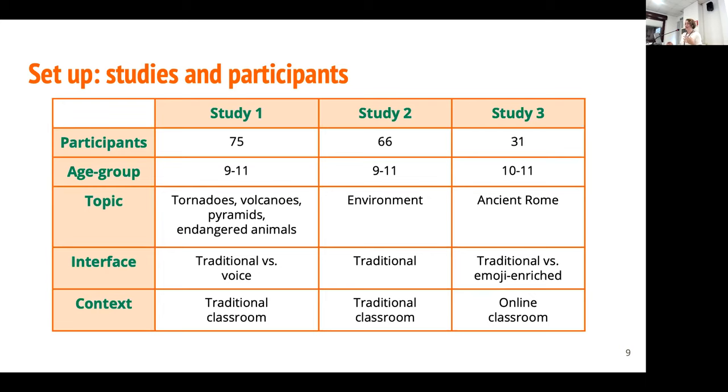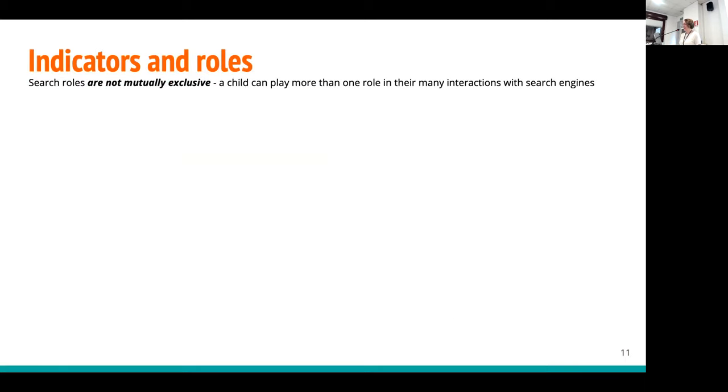So the first challenge for us was to get from all these studies the search logs we could analyze in order to extract the roles. What did we use? A combination of clicks, length of the session, and positive and negative clicks. But before, I need to remind you that, as in the original study by Alison Druin, children don't just play one role. They can play many different roles, even in the same search session. So we were very flexible about that, and we had to be very careful in identifying those.